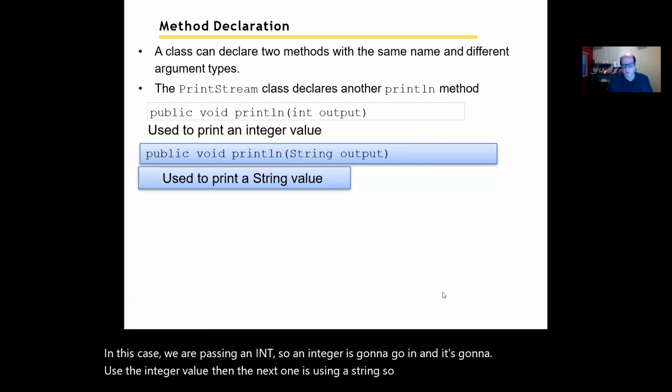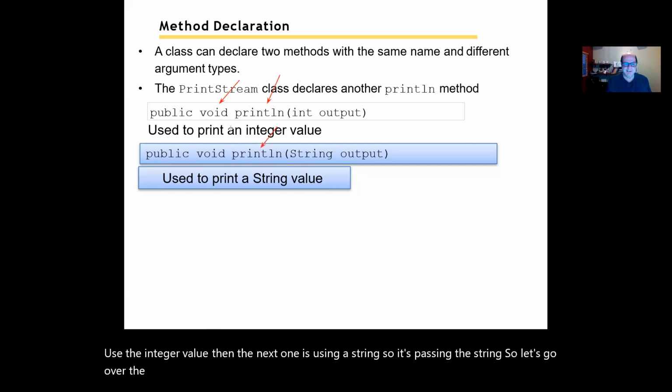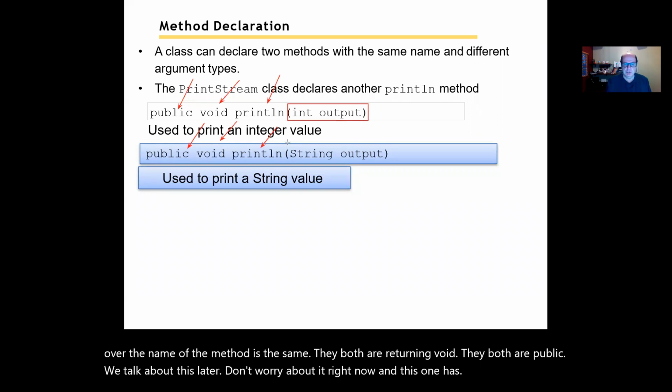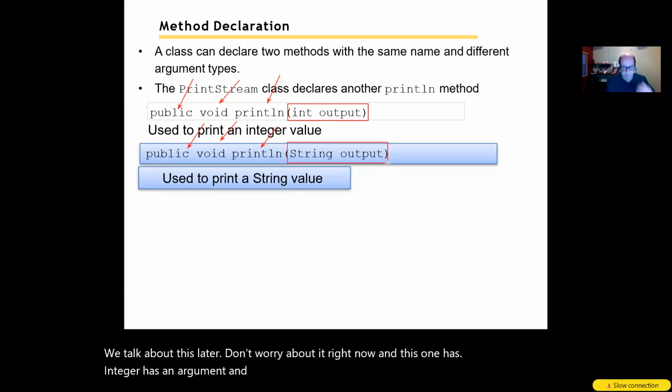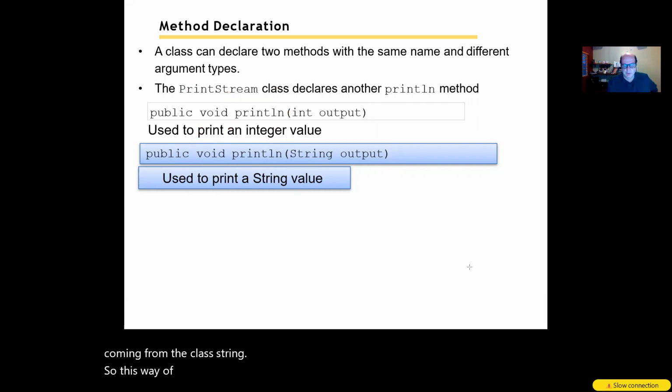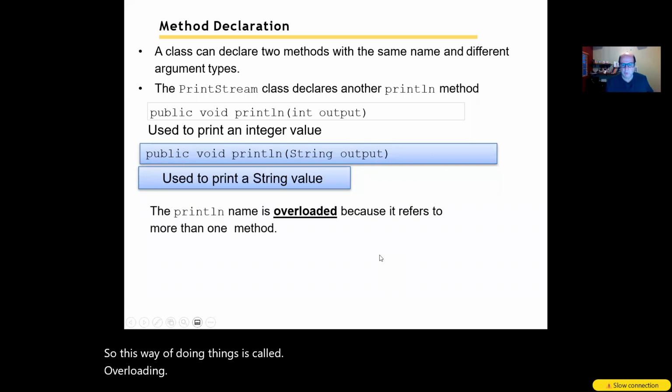So let's go over this. The name of the method is the same. They both are returning void. They both are public. We talk about this later. Don't worry about it right now. And this one has an integer as an argument, and this one has the object of a string. A string is an object. It's coming from the class String. So this way of doing things is called overloading. So this is called overloading function.